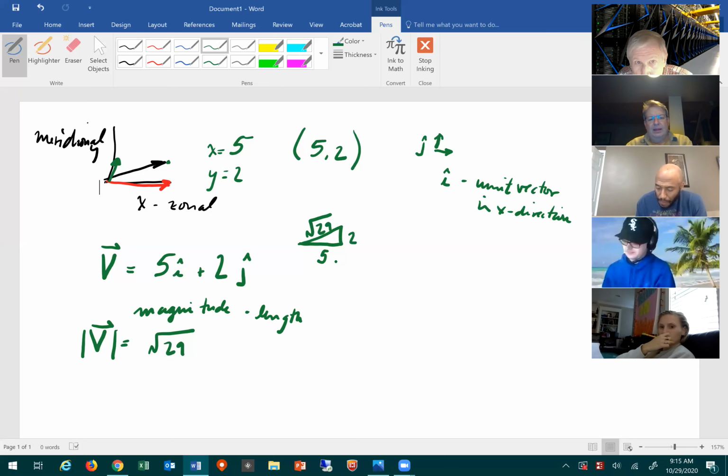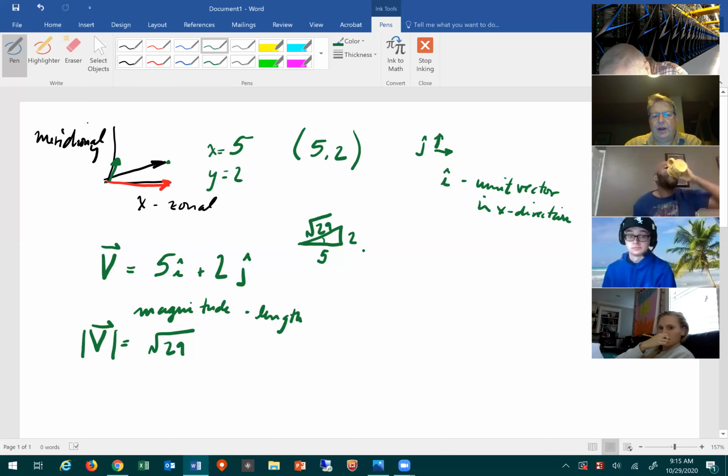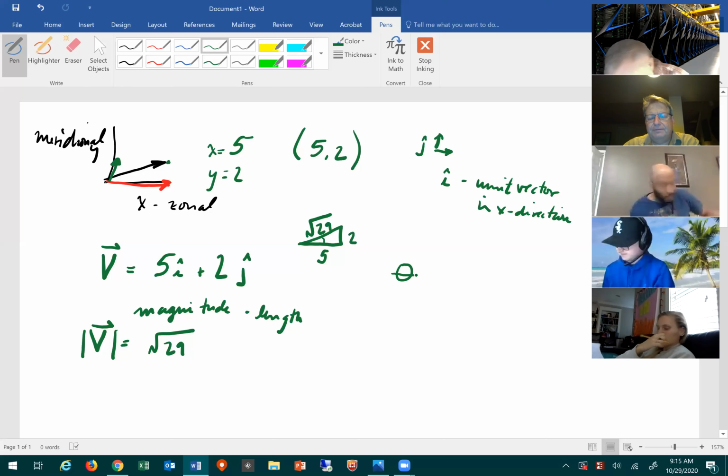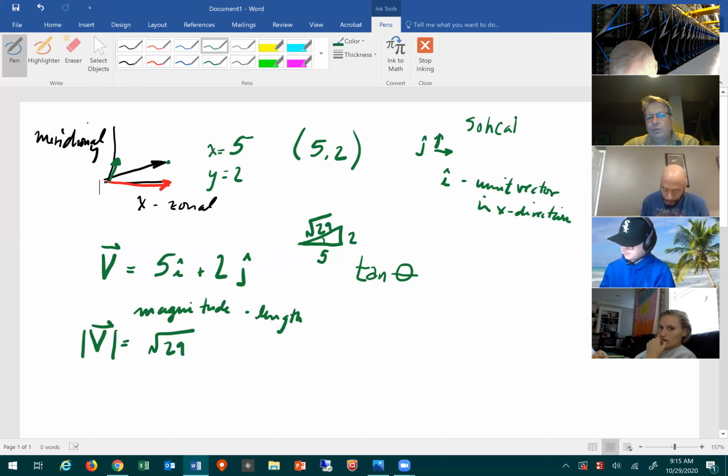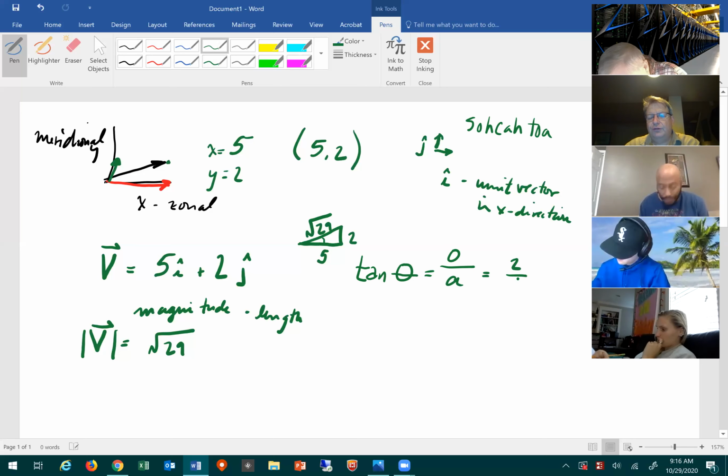All right. Now, do you also agree that there would be an angle here? How do I determine that angle? Well, I'm going to call that angle theta. And the easiest way to do that is the tangent of theta. If you remember SOHCAHTOA, the tangent of the angle is the opposite over the adjacent. In this case, 2/5 or 0.4.